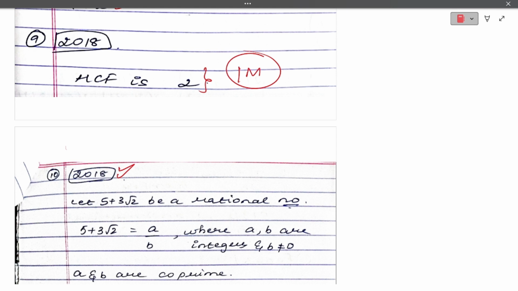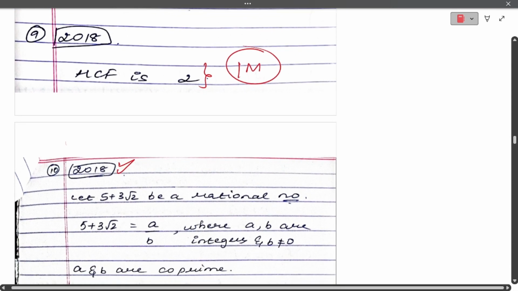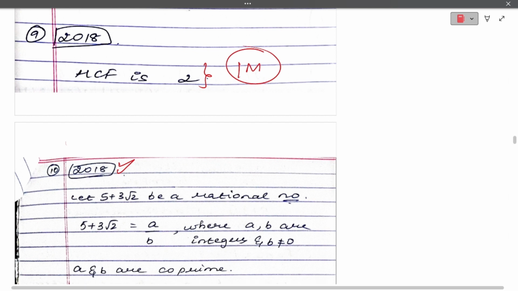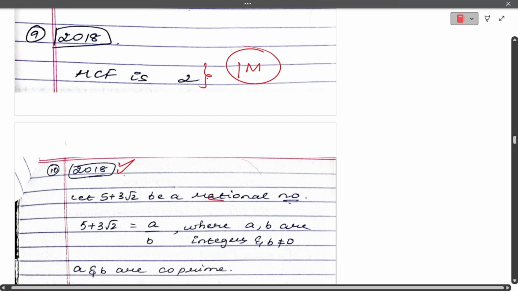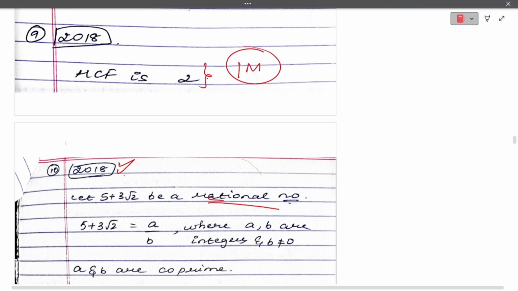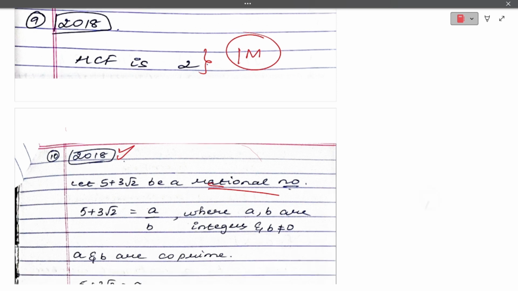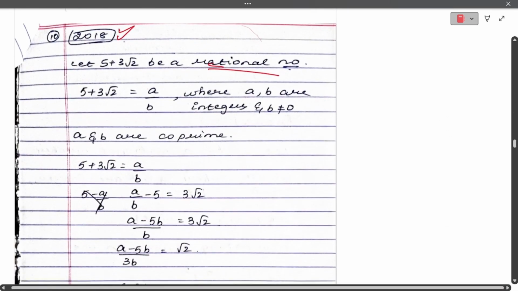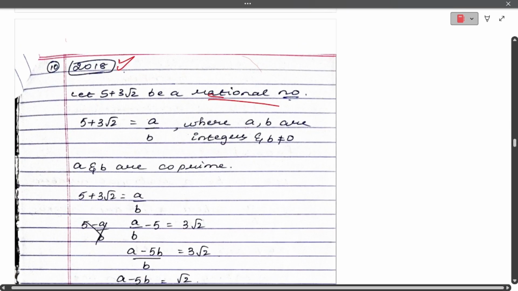So the method we will be adopting here is named the method of contradiction. What you will be doing in the method of contradiction is assuming 5 plus 3 root 2 is a rational number in the first step. Then if it is a rational number, it should be of the form a by b, where a and b are integers and b is not equal to 0, and a and b are co-prime numbers. So this is an assumption for a rational number.